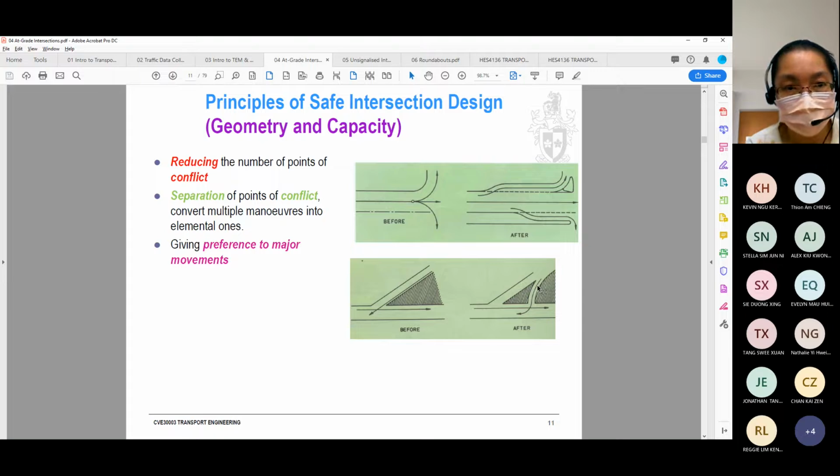Then, reducing the number of conflict points and separation of conflict points. When we did the channelization topic, what we want is to show a very clear roadway to your users, particularly to the drivers, of where they are supposed to go, and not just move any way they like. So this is realignment. In this case, it is lowering the number of conflict points by having a clear direction of where they are supposed to go.